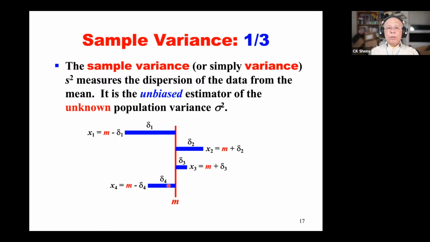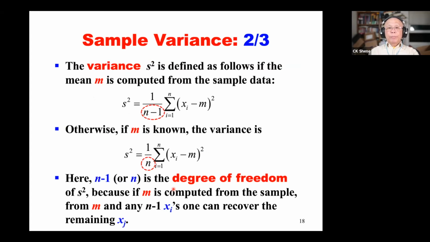So these are the dispersions. Can we add them together to indicate the total dispersion? Don't do that, because we have negative value, positive value, and negative value. When you add them together, the positive and negative values could cancel out. Even though you have very, very large dispersion, your eventual total dispersion could be 0. So how do we do that? We square them. Here, this is a data point minus m, this is the dispersion. We square them and add them together.